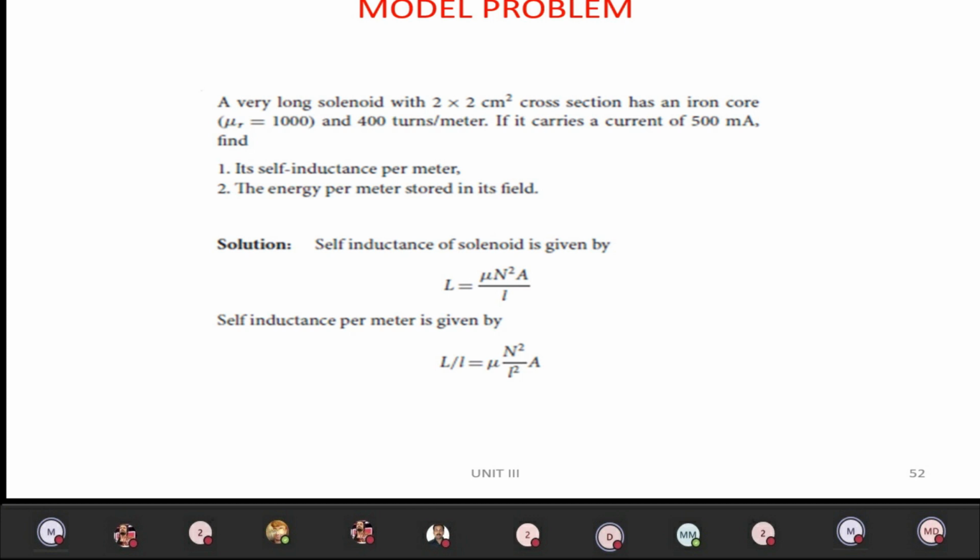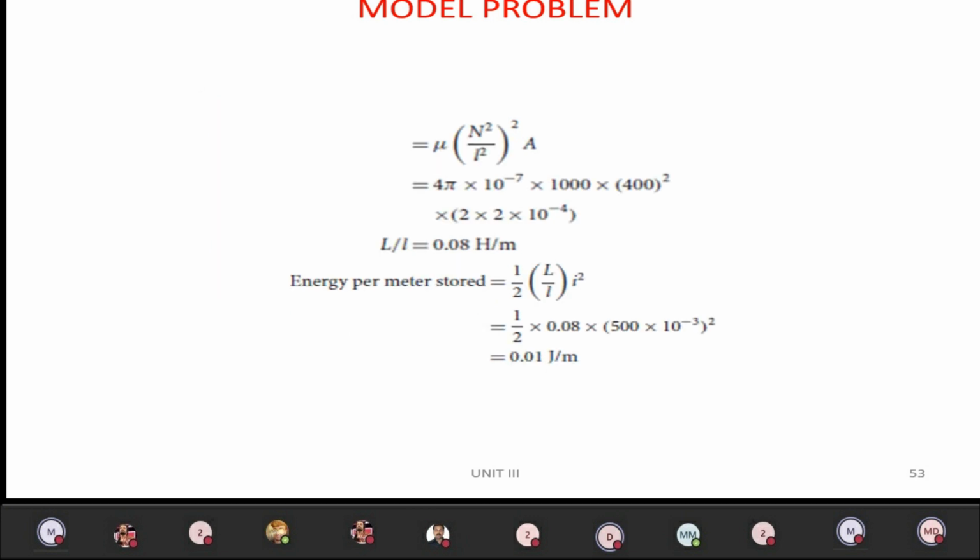Okay, mu r value is given. So 4 pi into 10 power minus 7 into 1000. Area we can calculate as 2 into 2. Okay. So if you substitute all these parameters, you will get that L by l. So the energy stored per meter is nothing but half into L by l into I square.